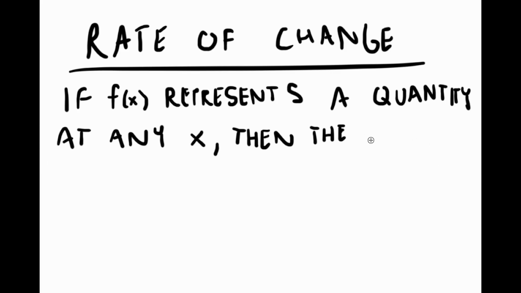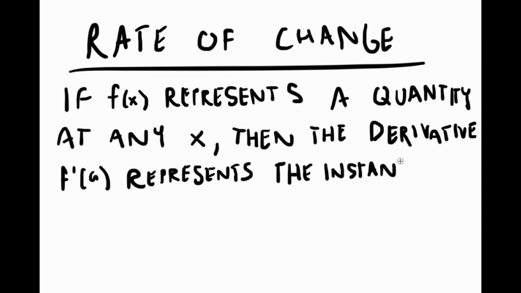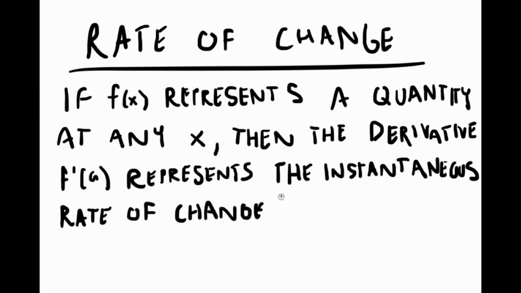or we'll say, for what we're doing, the derivative f prime of a represents the instantaneous rate of change at x equals a.